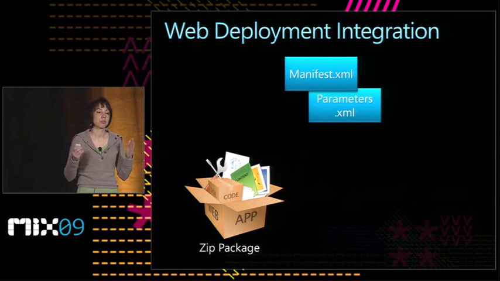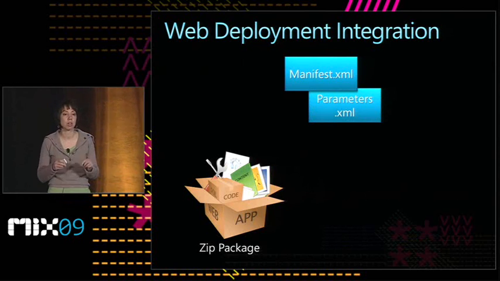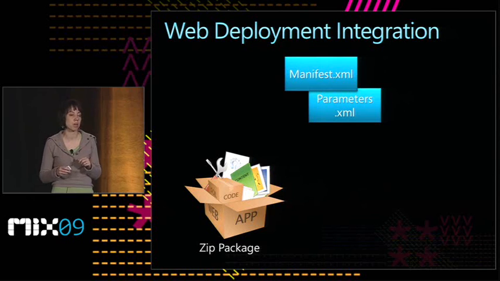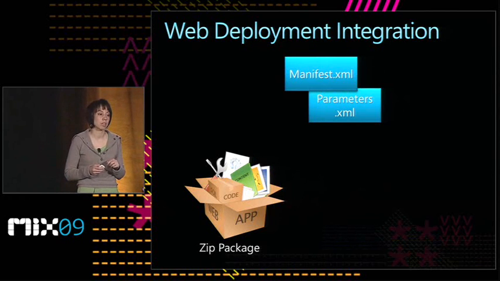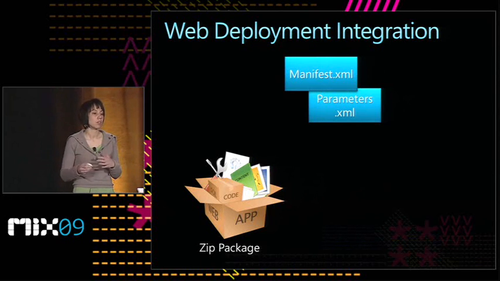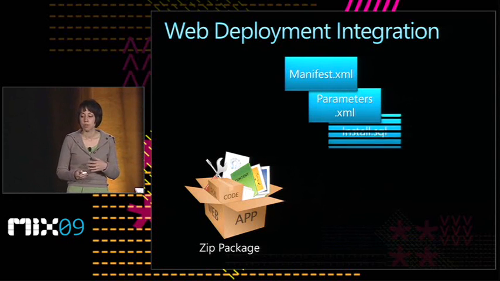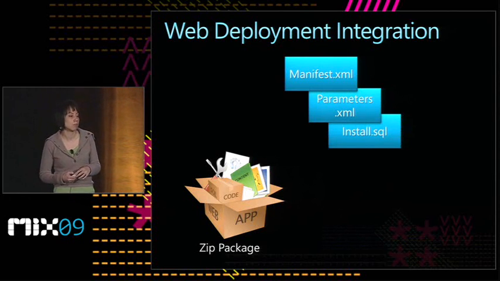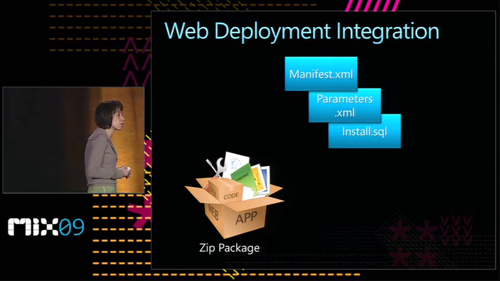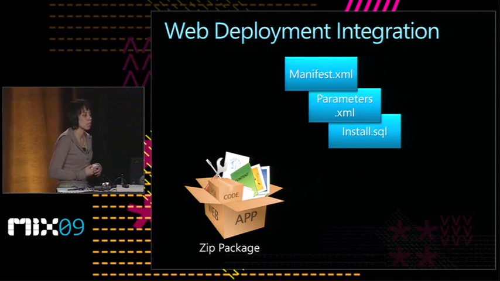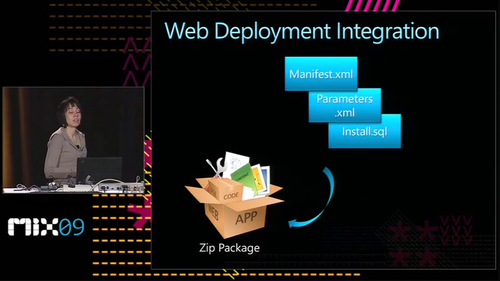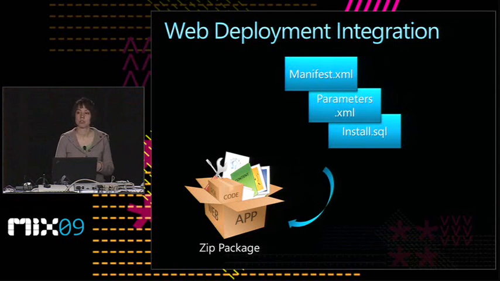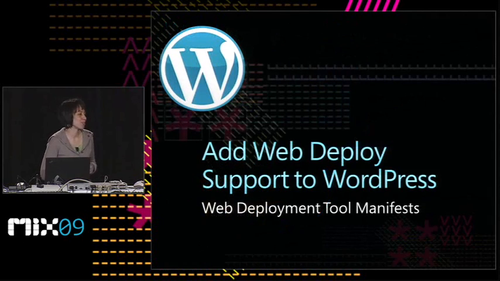And the parameters are basically what I went through when I typed in the password information, for example, for setting up the WordPress application. And that can be as long and as short as your application needs. There's also an optional install.sql script that you'll see as I go through demos, and that's really about provisioning the database. Once those are added to the root of your zip package, and it works, that's the other part of it, then you have web deployment tool integration.